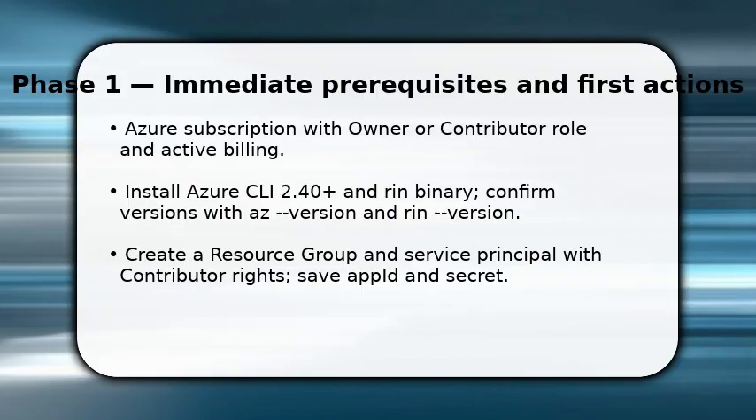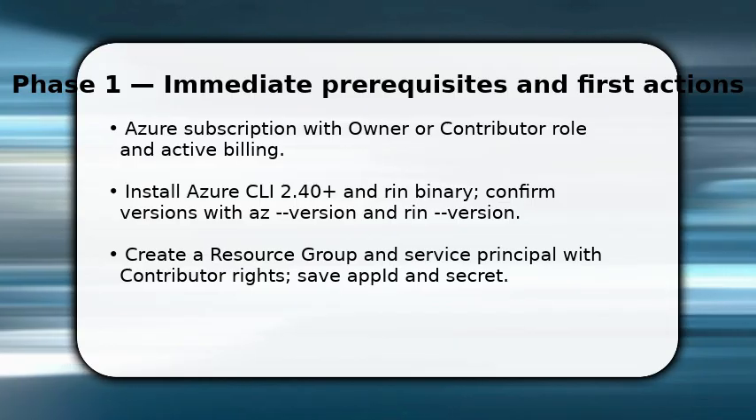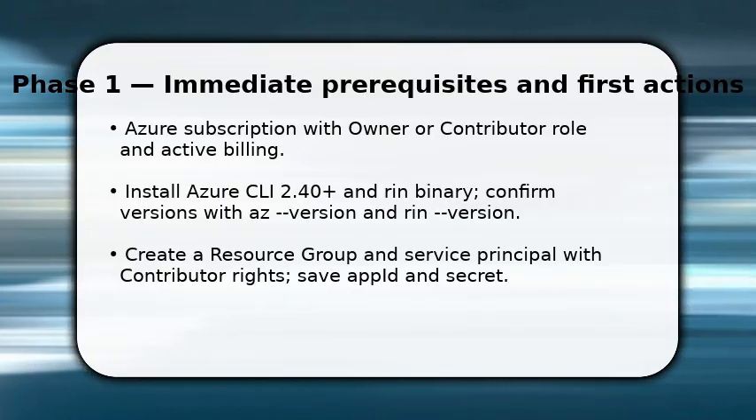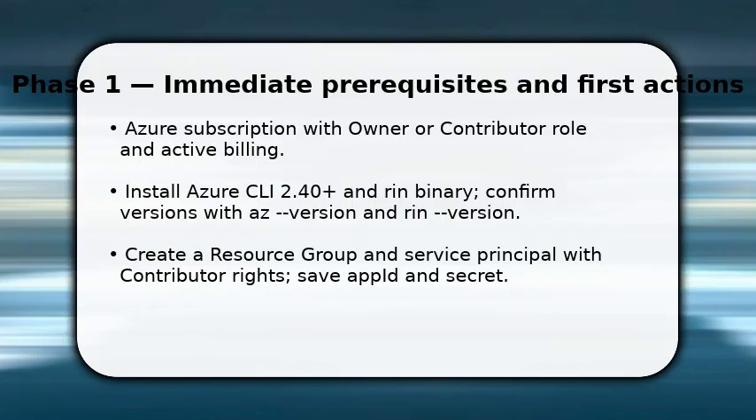Once done, create a resource group for isolation and run az ad sp create-for-rbac to build a service principal. Make sure to note the app ID, tenant, and password. You'll need them to authenticate RIN. Why this matters? RIN requires programmatic creds to provision resources predictably and safely, so get these pieces in place now.